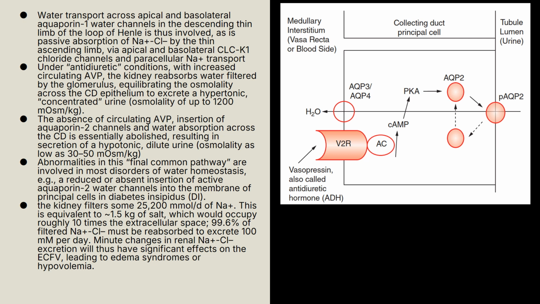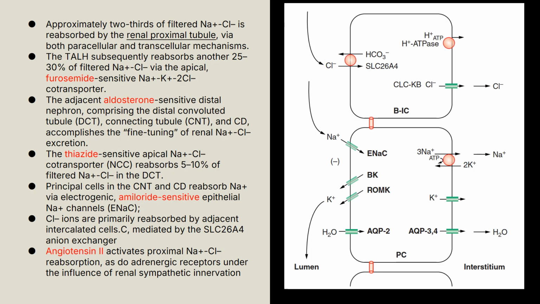In the antidiuretic state, we have a lot of these aquaporins allowing us to absorb almost all the water and equilibrating the interstitium with the urine, leading to a very dense urine of 1200 milliosmoles. Approximately two-thirds of filtered sodium chloride is reabsorbed by the renal proximal tubule via both paracellular and transcellular mechanisms. The thick ascending loop of Henle subsequently reabsorbs another 25% to 30% of filtered sodium chloride via the apical furosemide-sensitive sodium potassium 2 chloride cotransporter.